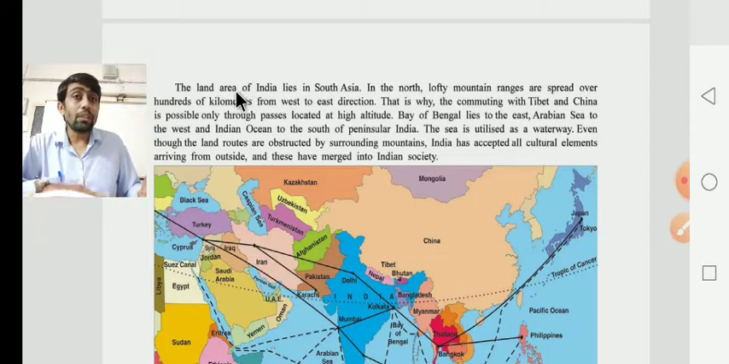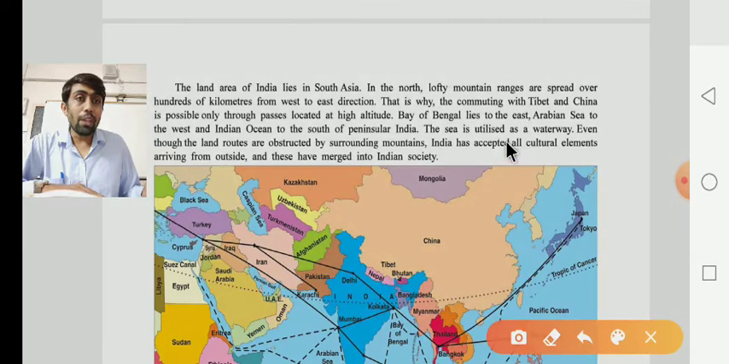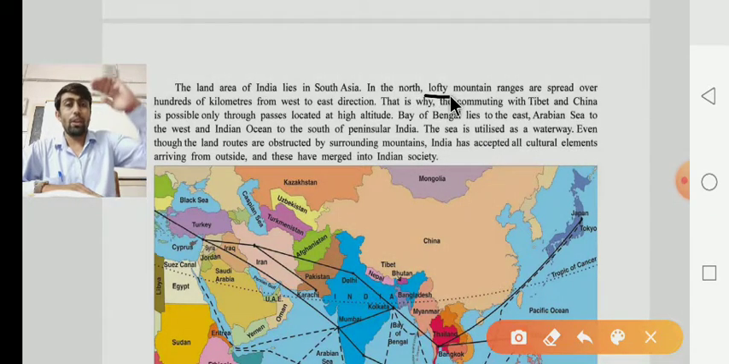Now, where India lies: India lies in South Asia. You know very well that this is part of the Asia continent, and here in the southern part India is lying. In the north, lofty mountain ranges are spread over hundreds of kilometers from west to east direction. Dear children, you know very well that the meaning of lofty is height, ऊंचाई, उच्चतम.